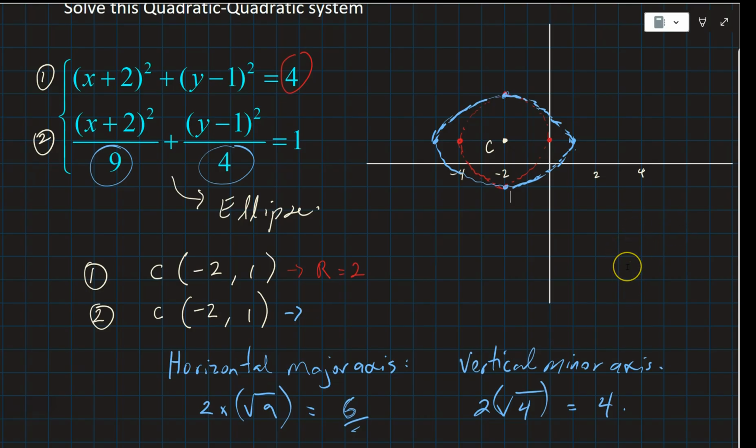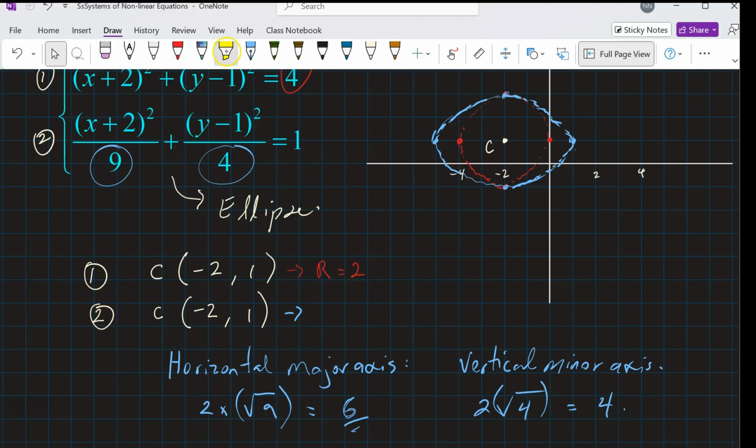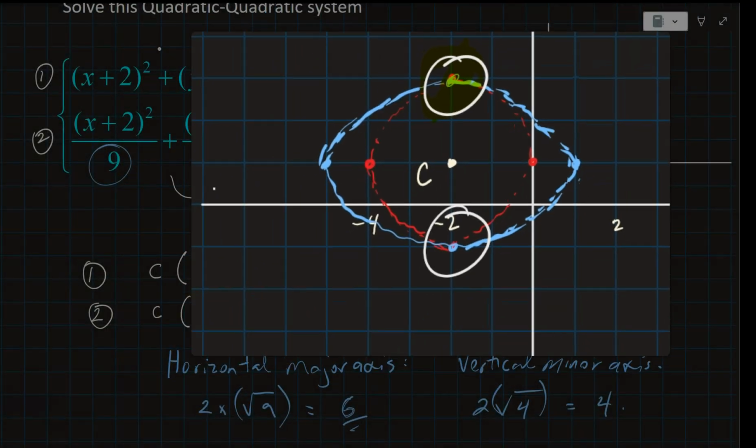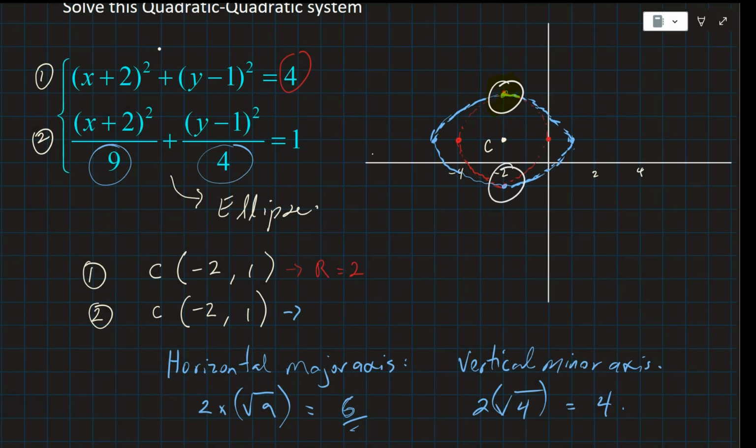Now, what you need to see is the points of intersection of the two. One is in here, one is in there. So what is the coordinate of each? The first one, 1, 2, 3, so -2 and 3. Next one is -2 and -1. Those are the points of intersection for this system.